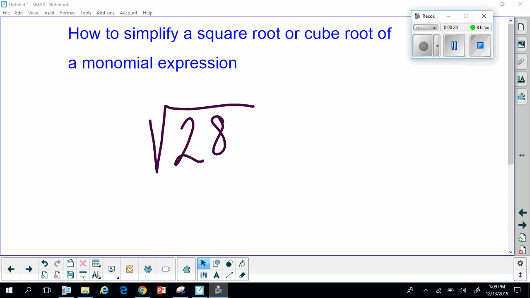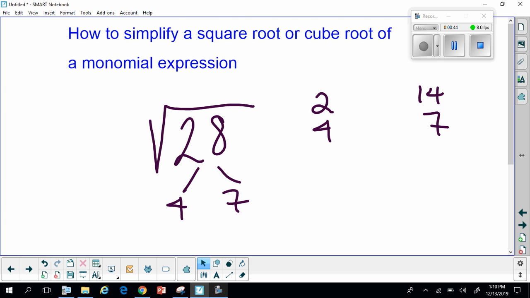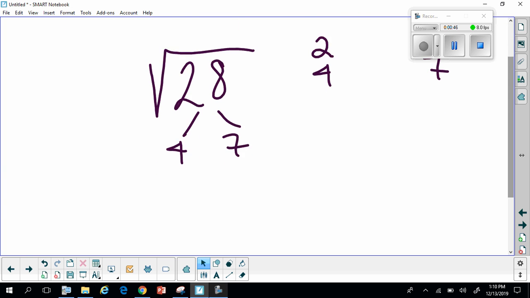It could be, not including 1, so you don't want to include 1, you want to include other factors. So I have 2 and 14. 3 doesn't go into it, but 4 and 7 definitely do. Okay, so I'm going to go ahead and take the 4 because I know that 4 is a perfect square. I'm going to go ahead and separate my problem into 4 and 7.